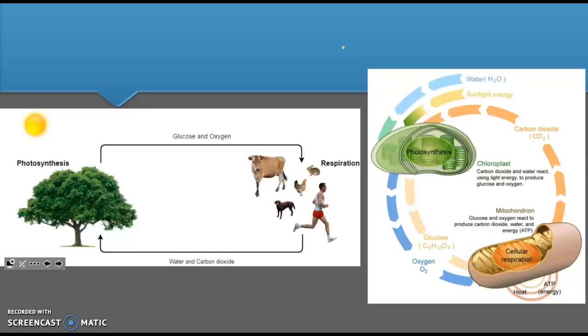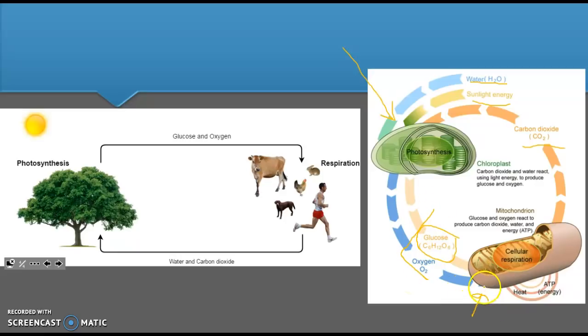So first, let's talk about photosynthesis. Photosynthesis takes place in a chloroplast inside a plant cell. Remember, chloroplasts are not found in animal cells. What happens is that plant cells use sunlight, water, and carbon dioxide to create oxygen and glucose. Glucose, remember, is sugar. This is a sugar that the plant then uses in cellular respiration. So first we go through photosynthesis, where we use sunlight energy, water, and carbon dioxide to create glucose and oxygen. That's the byproduct of it.